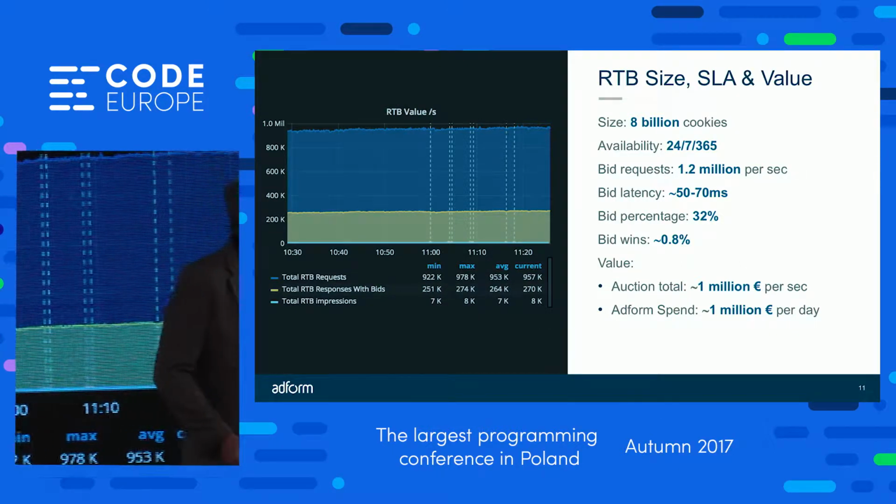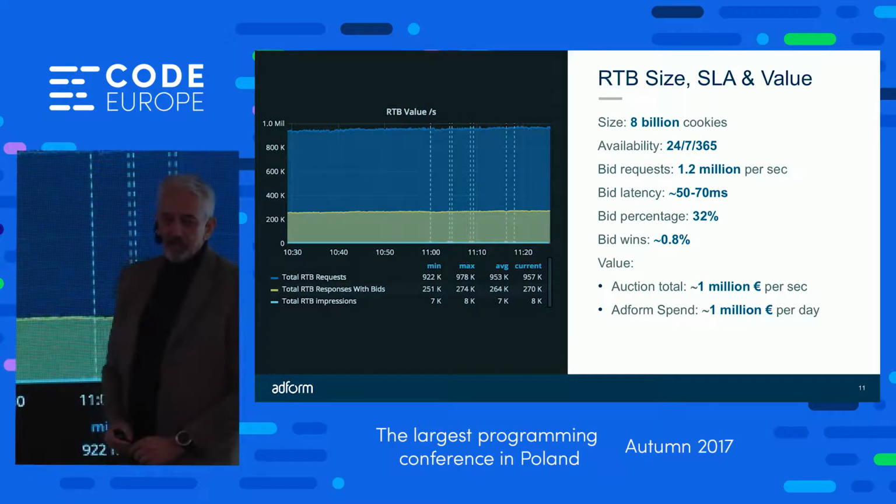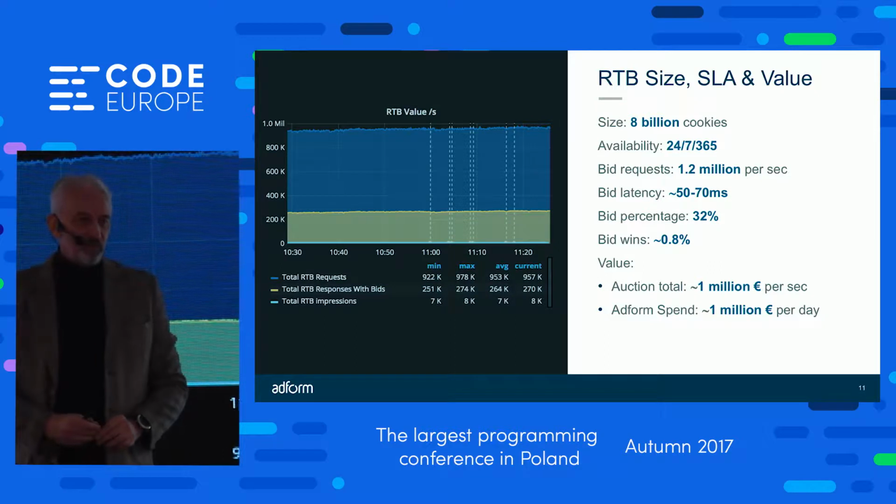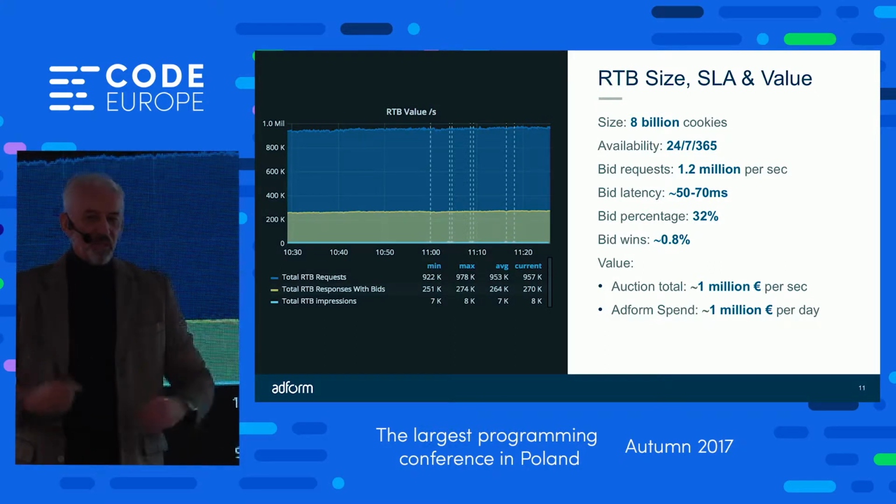This is an old number. This is 1.2 million bid requests per second. We're maxing out right now, just before Christmas, at 1.5 million bid requests into our servers every second.